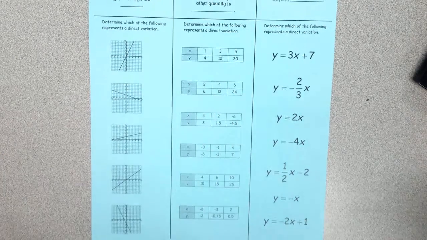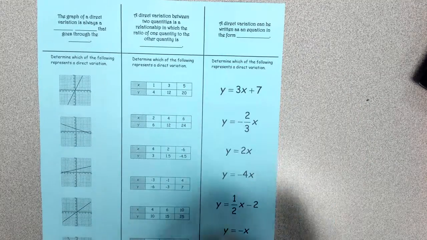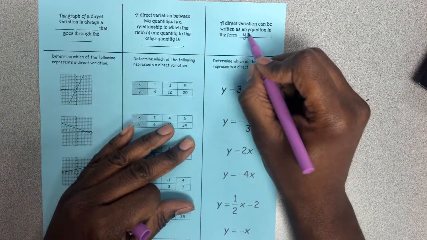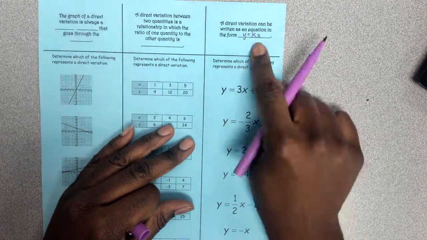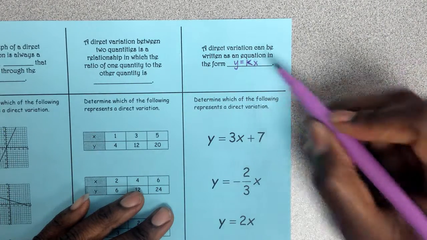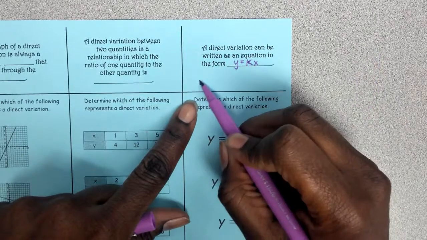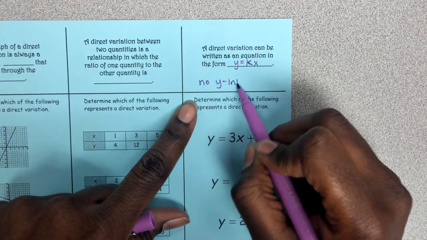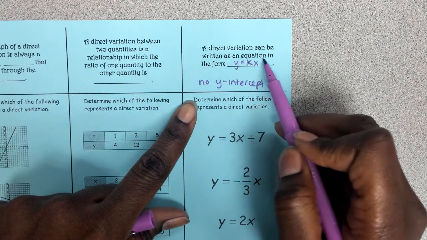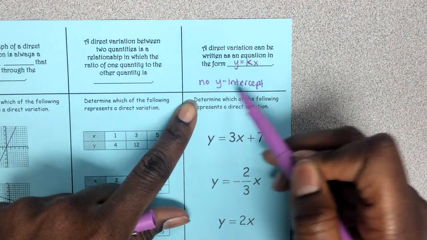All right, so we already talked about these right here. It says a direct variation can be written as an equation in the form y equals kx. If everybody can please write that. Y equals kx. Notice it does not have a y-intercept. No y-intercept. If an equation is representing direct variation, there cannot be a y-intercept.